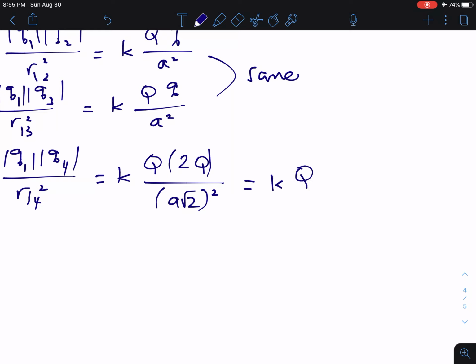So you have K, Q squared divided by a squared. Can you see that? I hope you can. This goes with this because this is going to be squared, okay? These cancel out.